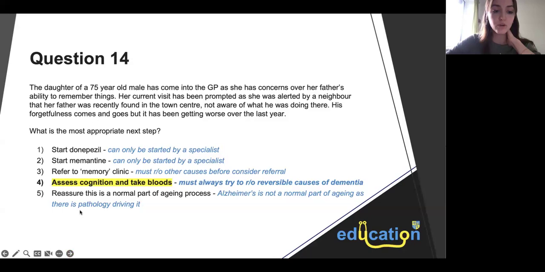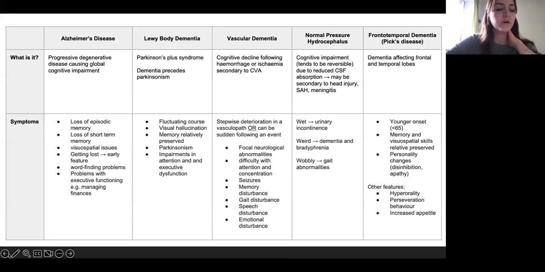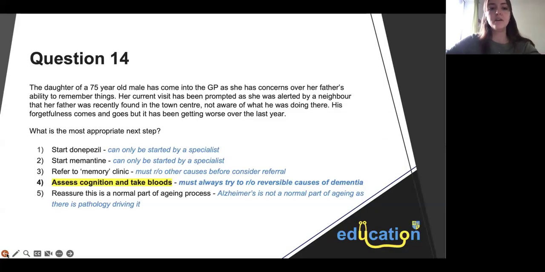But the first thing you want to do is assess their cognition and then take bloods, because you want to make sure that you've ruled out any reversible causes of cognitive decline before you send them to a memory clinic. That is one of the most important first steps when you have a patient with query dementia or cognitive impairment. You want to check for reversible causes.